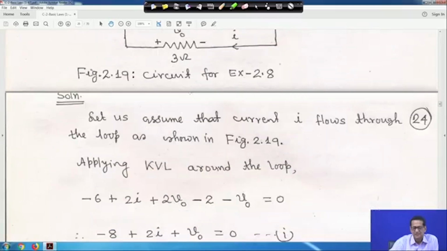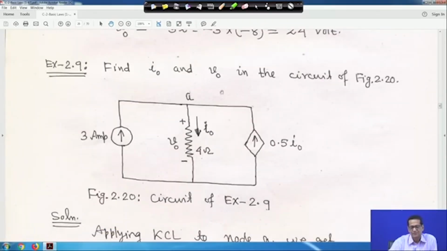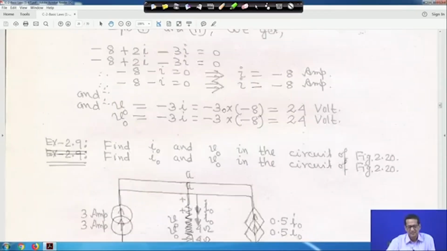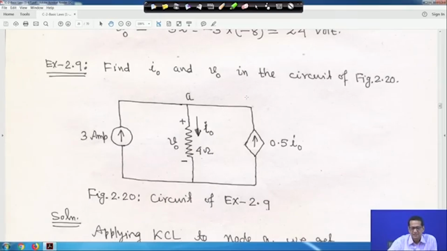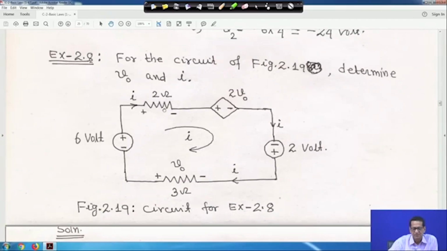Now, another problem. In this case, one more thing I should mention, because you are beginners, I assume most of you are beginners, then it will be very easy for you. The voltage across this resistor, say V volt, is V equal to 2I.